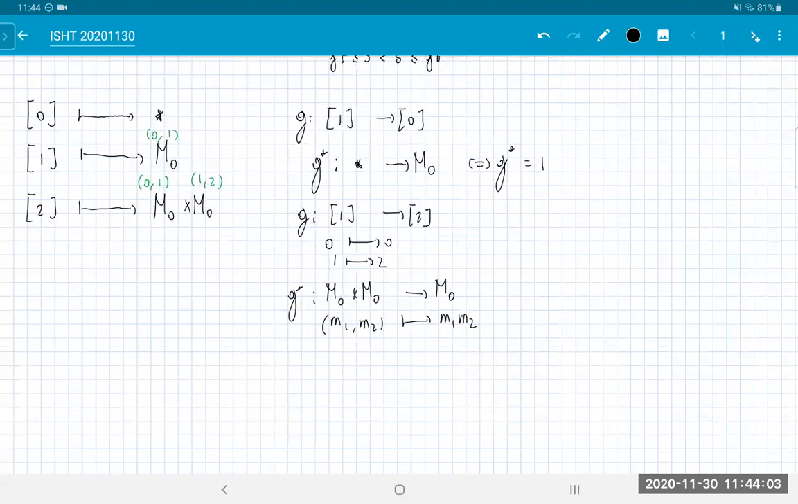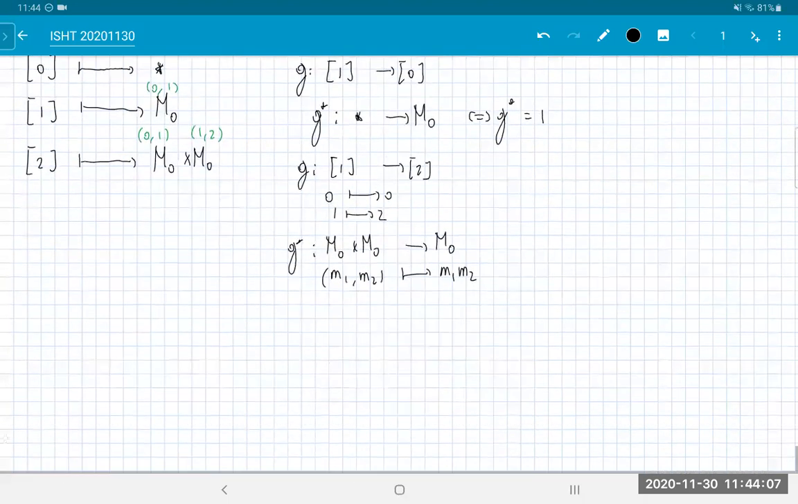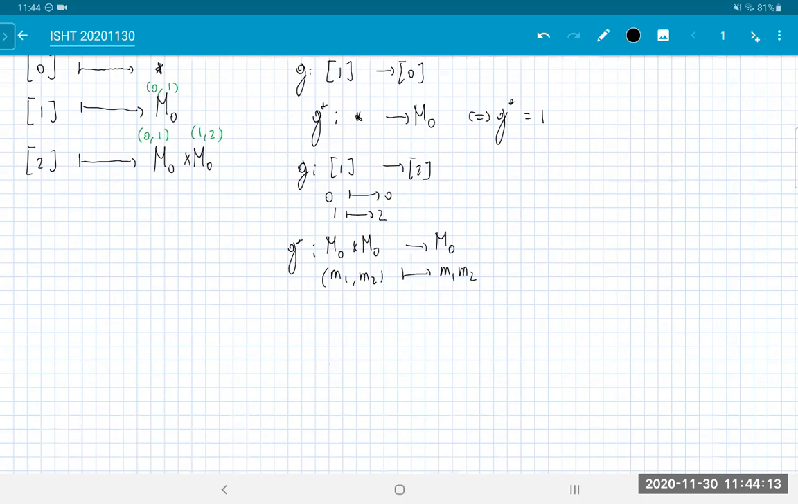Okay, for example, you can look at this diagram now. Let's see. Ooh. Am I doing this right? No, 1 to 0. Let's see.